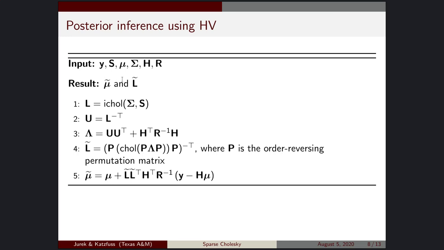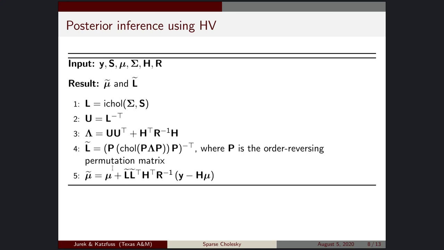First we obtain the incomplete Cholesky factor of the prior covariance, and in line 2 we calculate its inverse. Then in the third line we compute the approximate matrix lambda, and in line 4 we calculate its reverse Cholesky factor. This allows us to quickly compute the approximate mean in line 5.